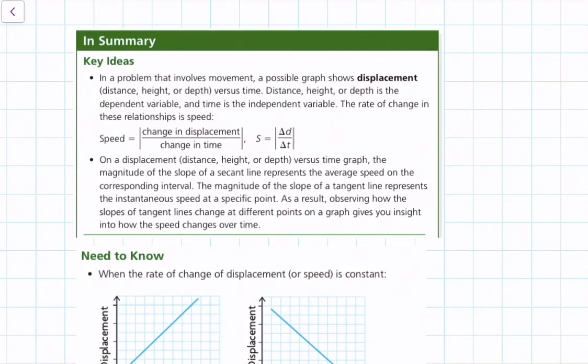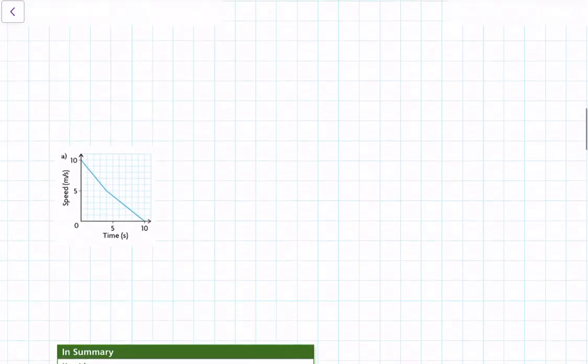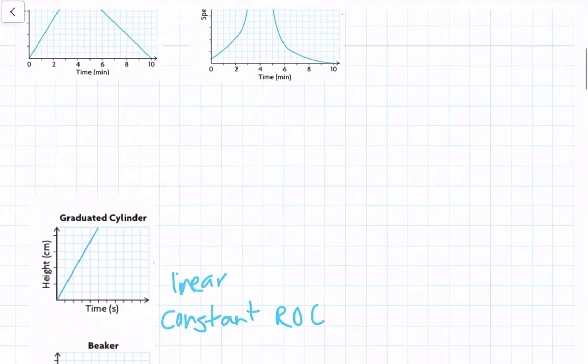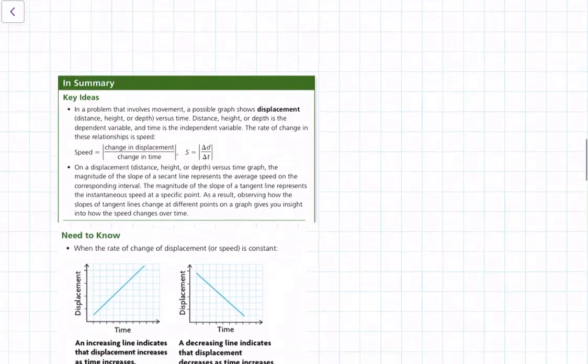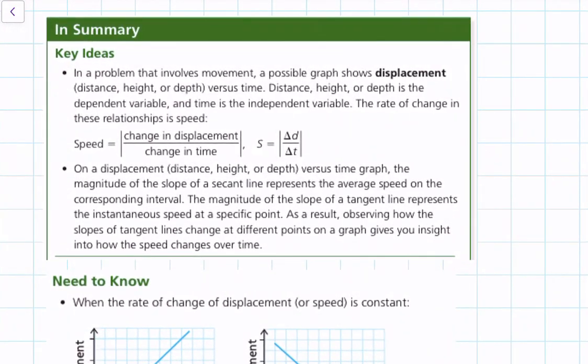So in a problem that involves movement, the graph will show us displacement, distance, height, or depth versus time, which we've seen in all three examples. We have speed, we have height shown throughout time, and we also can show distance. And these are the dependent variables, and time is always the independent variable. So therefore, the rate of change in these relationships is speed. So we can see then that speed is delta d over delta t.